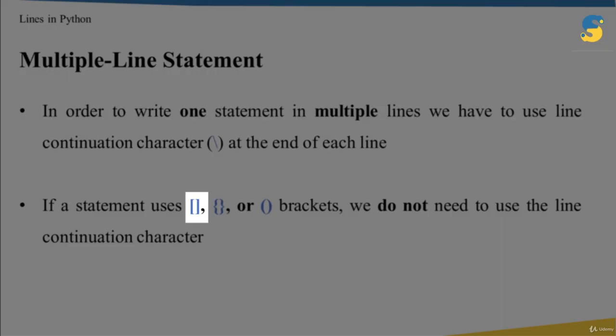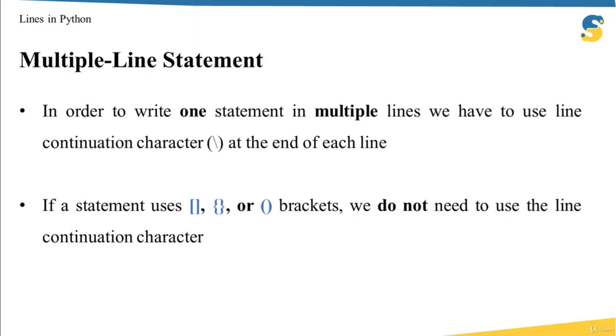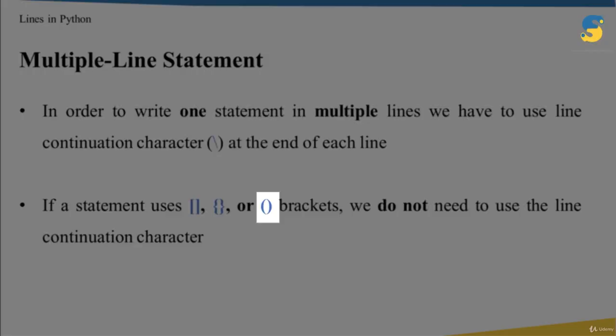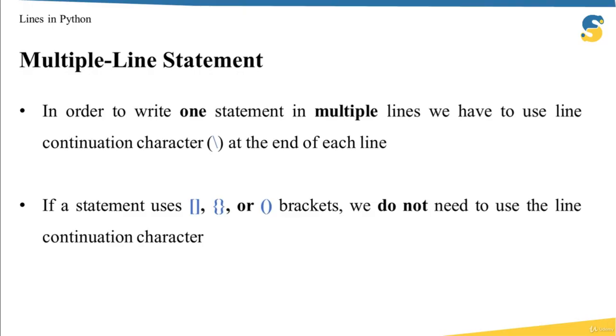We see these brackets a lot in Python. For example, square brackets, we use them for defining a list or for indexing or slicing. We use curly braces to define dictionaries or sets. We use parentheses to define tuples or after the function name in order to call this function. So in any one of these cases, if you want to write your statement over multiple lines, you don't have to use the concatenation character.